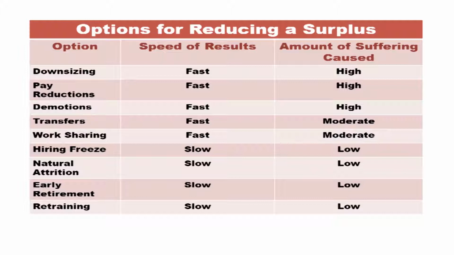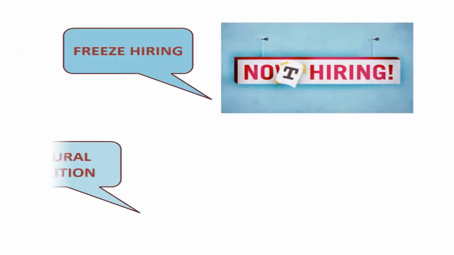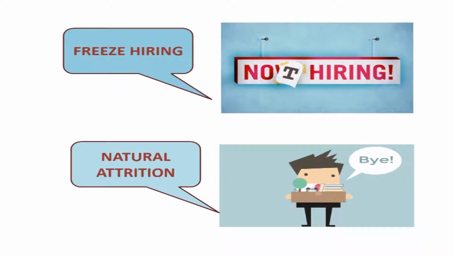The options for reducing a labor surplus also cause different amounts of human suffering, that is high, medium, or low. Depending on the situation, the company chooses the available options. Some organizations try to anticipate labor surpluses far enough ahead so that they can freeze hiring and let natural attrition reduce the labor force, that is, people leaving on their own. Here the results are slow and the human suffering caused is very low.